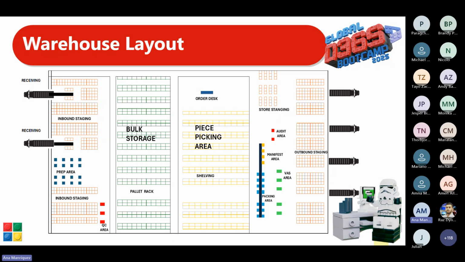And finally, on the right side, we have the space for the outbound process. The outbound staging is previous to loading the shipment onto the truck. In the storage staging, when you make a pick in this area, you leave it here, you prepare the box in the packing area, and you go and leave it in the outbound staging.